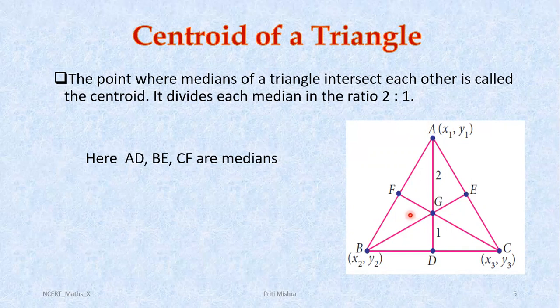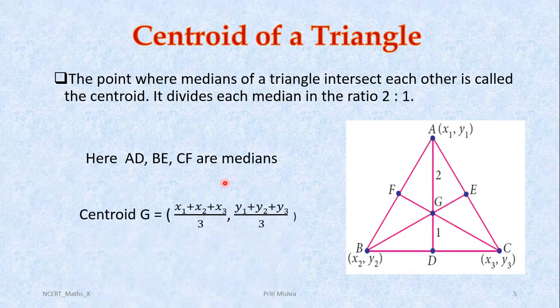So with the help of the section formula, we can get the coordinates of the centroid of the triangle as (x1 + x2 + x3) upon 3 and (y1 + y2 + y3) upon 3. So if you know all the coordinates of the three vertices of a triangle, then you can easily find the centroid of the triangle with the help of this formula.